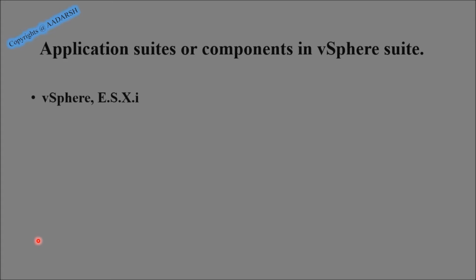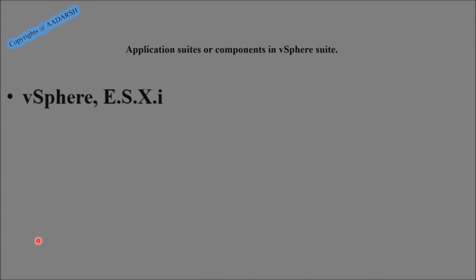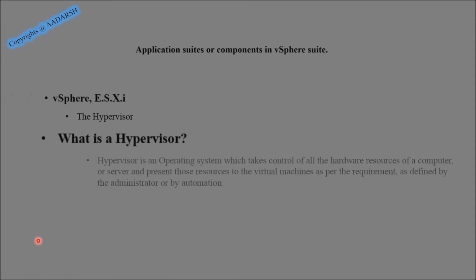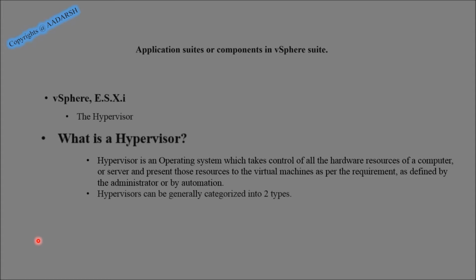vSphere ESXi, which is the hypervisor, the heart of virtualization in VMware. What is a hypervisor? A hypervisor is an operating system, which takes control of all the hardware resources of a computer or server, and presents those resources to the virtual machines, as per the requirement, as defined by the administrator or by automation. Hypervisors can be generally categorized into two types. Type 1 hypervisors and Type 2 hypervisors.